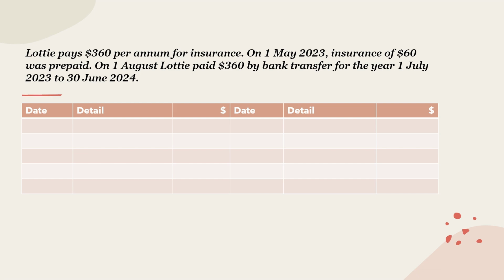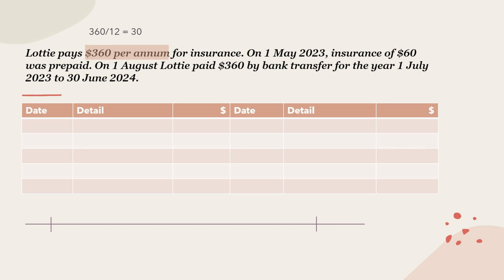Part E says Lottie pays $360 per annum for insurance. So using this, we can calculate the amount that Lottie pays per month. That is 360 divided by 12, you will get $30. When you get a question like this, a question relating to accruals and prepayments, remember to draw a timeline.